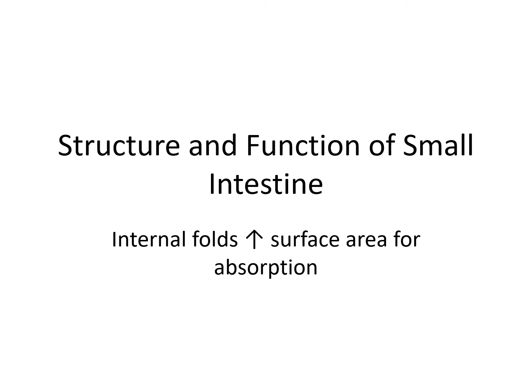So let's look at the structure and function of the small intestine. One unique structure of the small intestine is that it has internal folds, and these internal folds will increase the surface area for absorption. Okay. By having a larger surface area, there are more areas that can be used for bringing nutrients across the GI tract wall.